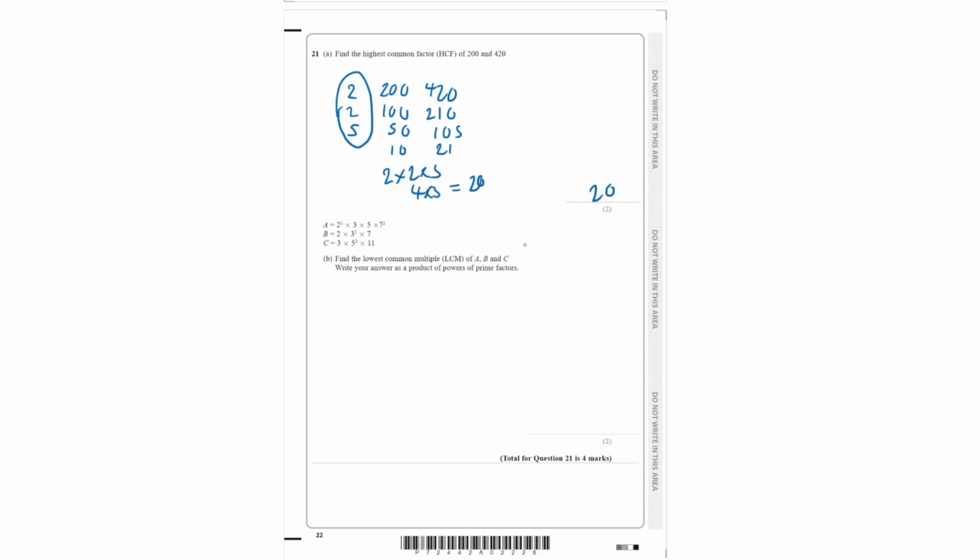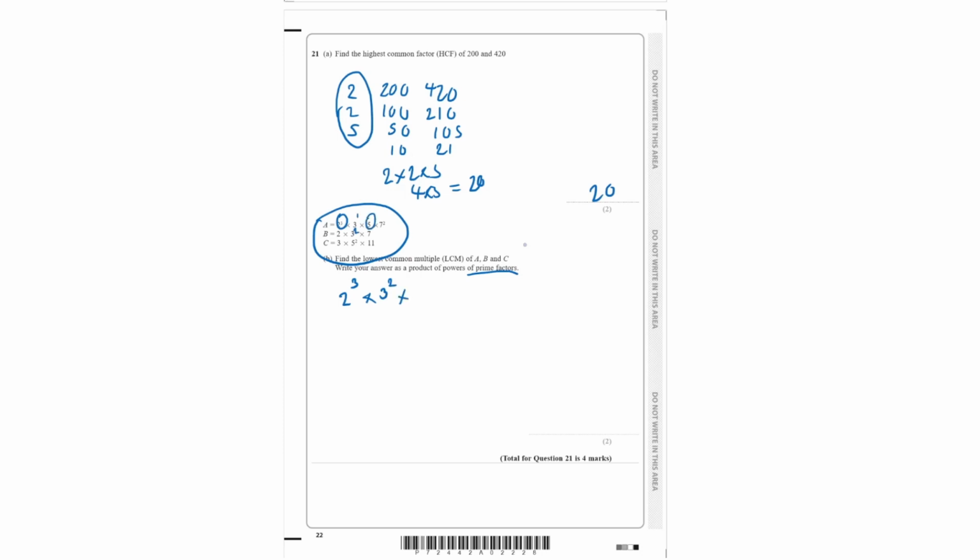Now we have: find the lowest common multiple of A, B, C. Write your answer as a product of powers of prime numbers. Now, when trying to find the LCM, simply take the smallest value, which is here given as 2, and we find the highest power. So here it's 3. Notice how B has 2 to the power of 1. We don't write that because 2 to the power of 3 is greater. So then we move on to the next one, which is 3. We have 3 to the power of 1 and 3 to the power of 2. So we simply write 3 to the power of 2.